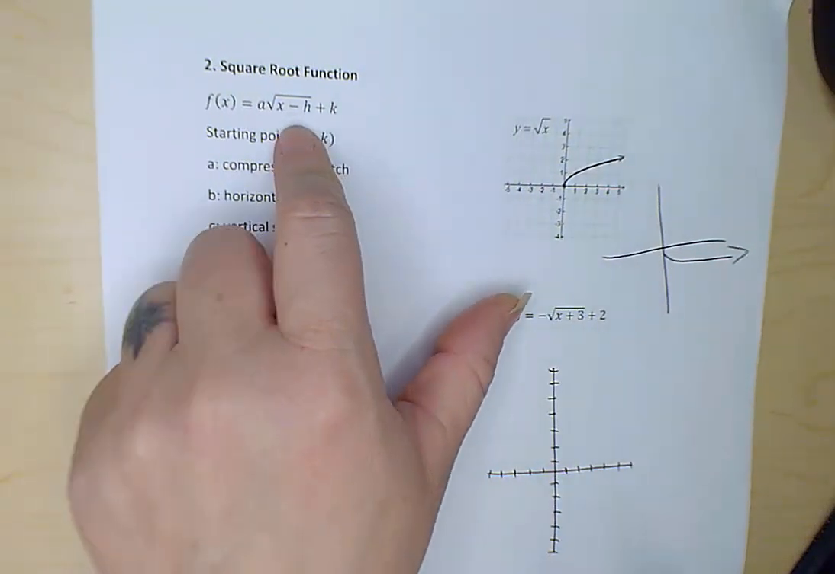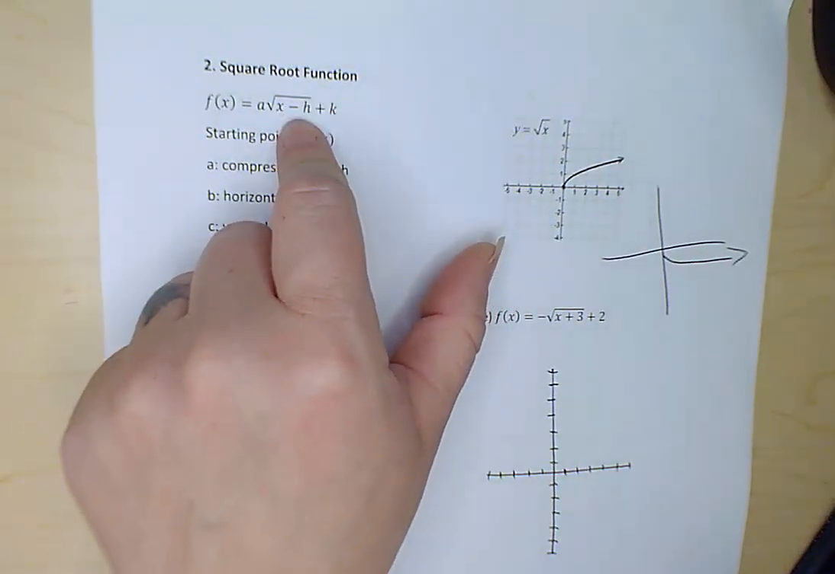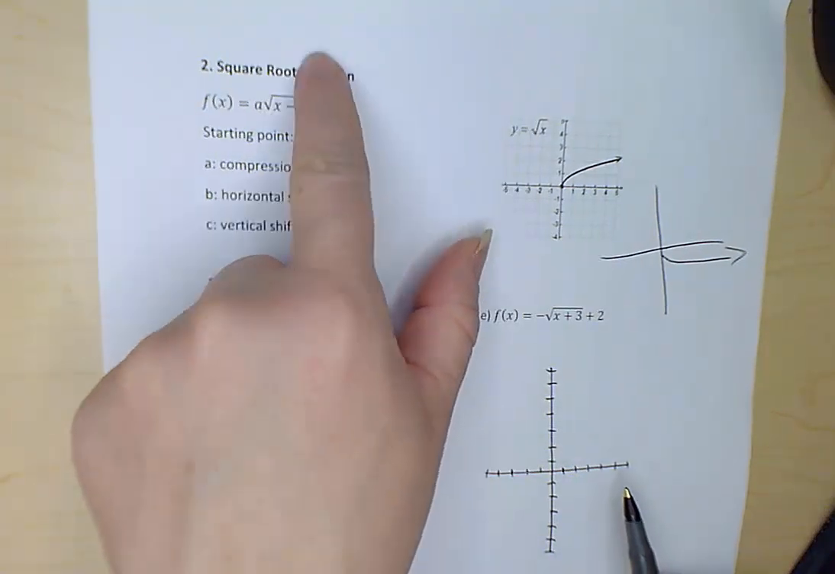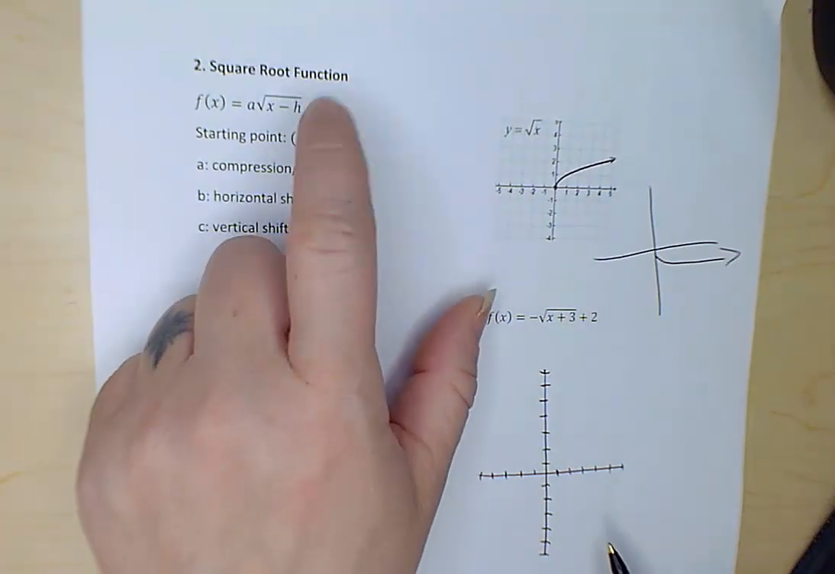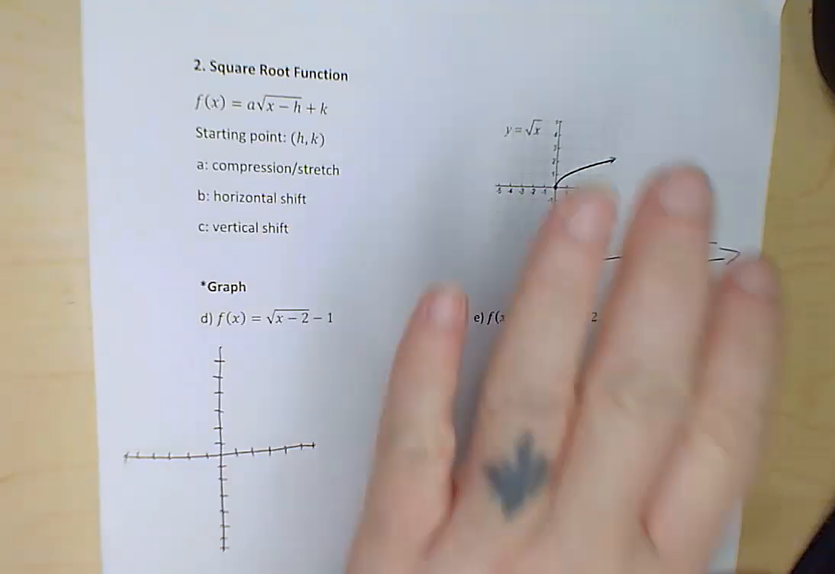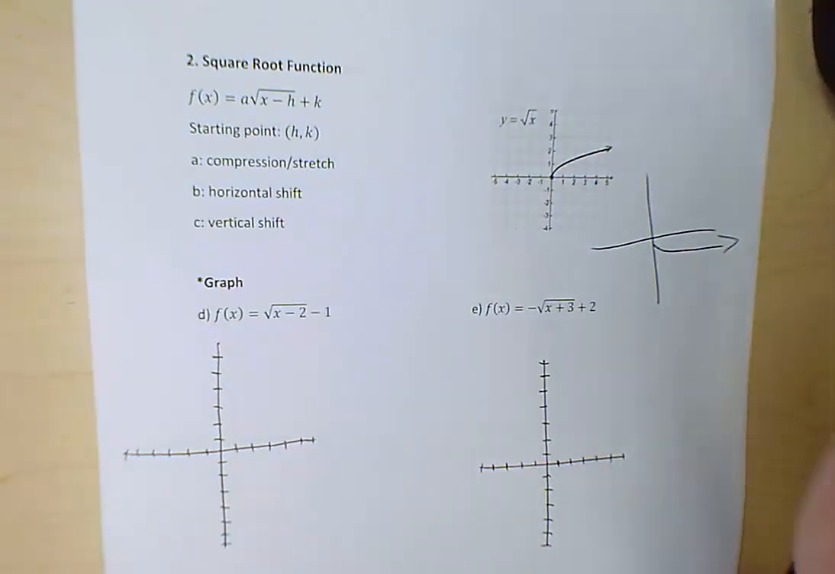H is still a horizontal shift. Again, just do the opposite of what that number is. K, do exactly what K says. Plus a number, minus a number. Otherwise, points of our parent function here.